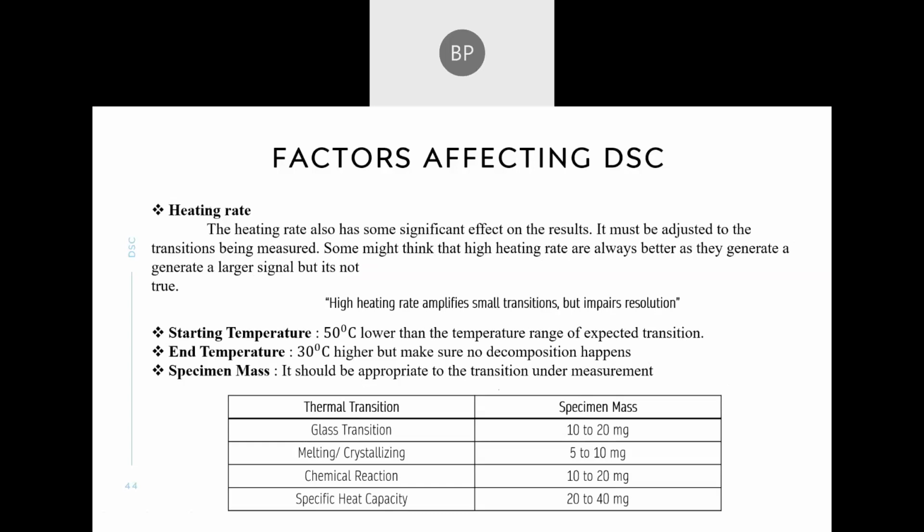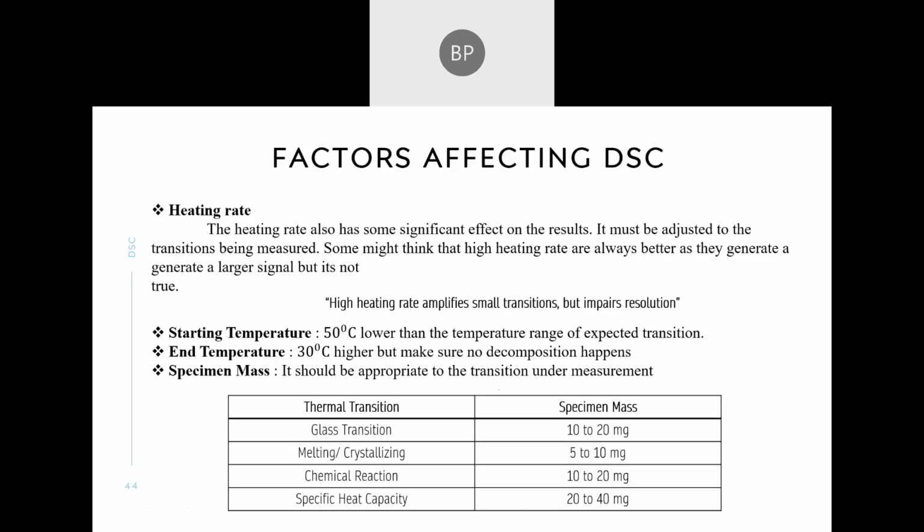Coming to the next factors. Heating rate. As you can see, the heating rate has a significant effect on the results of the sample. So the heating rate that we maintain should be adequate in such a way that it provides sufficient time for all the transitions. We might think that a high heating rate might amplify small transitions also, but the problem with that is it impairs the resolution. We cannot see how well it is resolved.